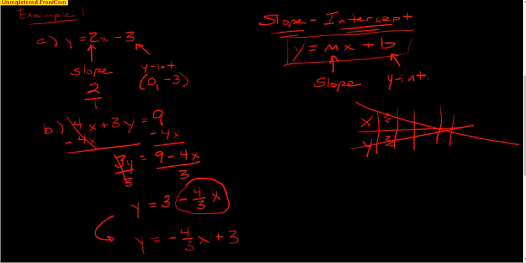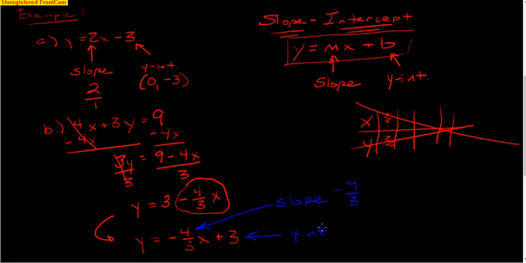Okay, now let me change colors here, and now this is my slope because that is where the m is. So my slope is -4/3. Okay, and this is my y-intercept.